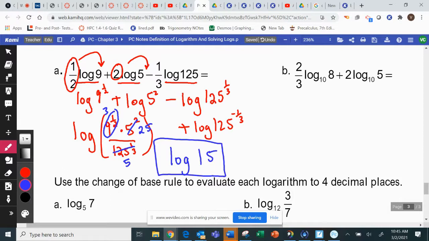Does anybody have any questions about the steps I just did? I feel like condensing and expanding is something that each year people tend to get confused on.